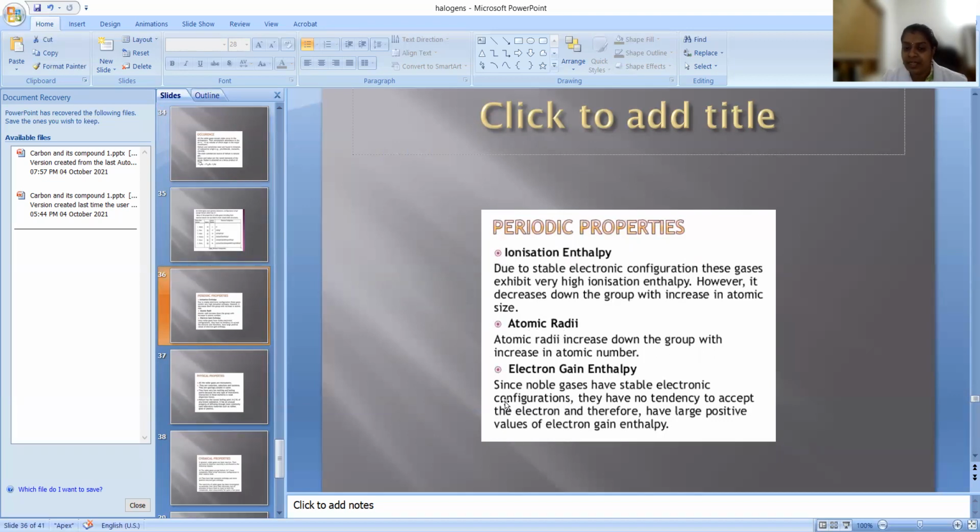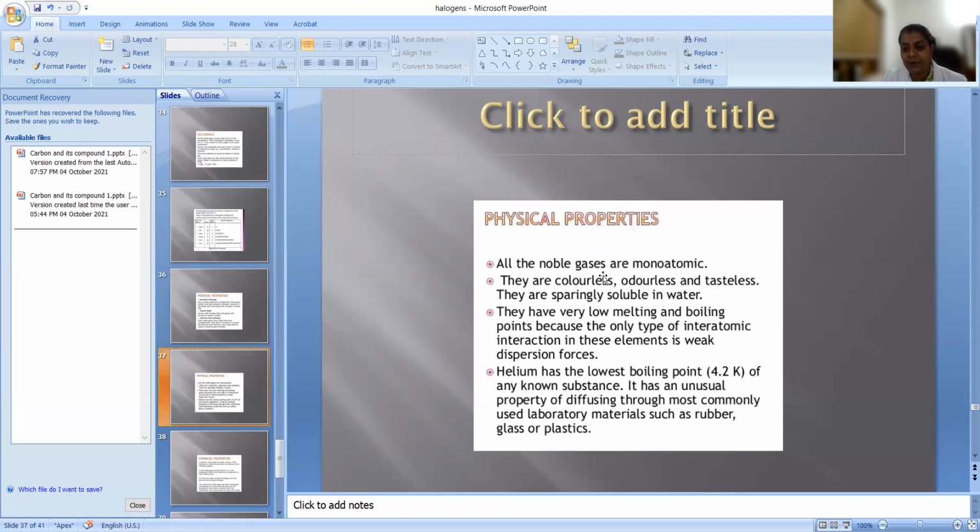What about the electron gain enthalpy? Noble gases have stable electronic configuration. We know that they have no tendency to accept electrons. Also, removal of electron is also difficult. So, they have a large positive value of electron gain enthalpy because of that. Okay.